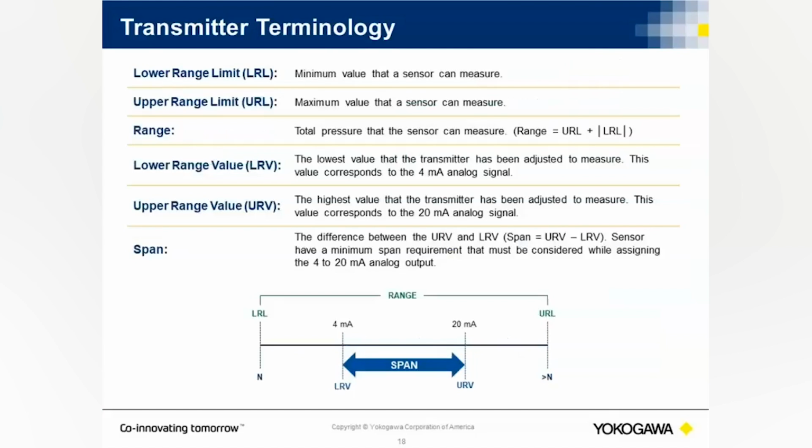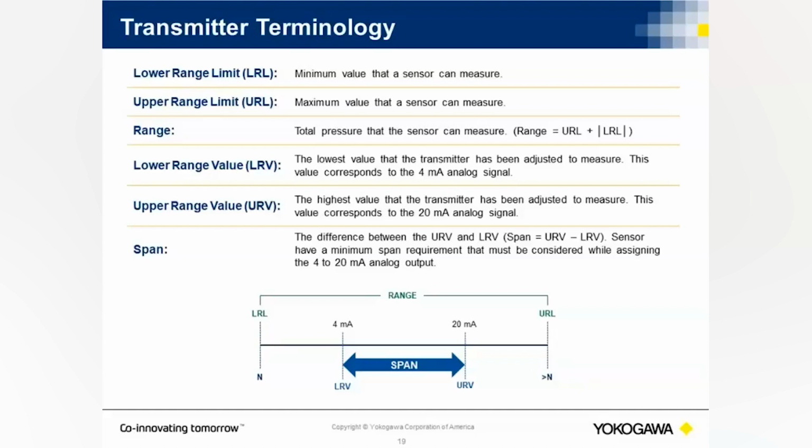Now, I'm going to go over some of the industry standard terminology for pressure transmitters, but a lot of this also applies to other types of transmitters as well. So you have the LRL and URL, which is the lower range limit and the upper range limit. So this is the theoretical minimum and maximum that a pressure sensor or transmitter is designed to measure. The range is then taken as the absolute sum of the URL and the LRL.